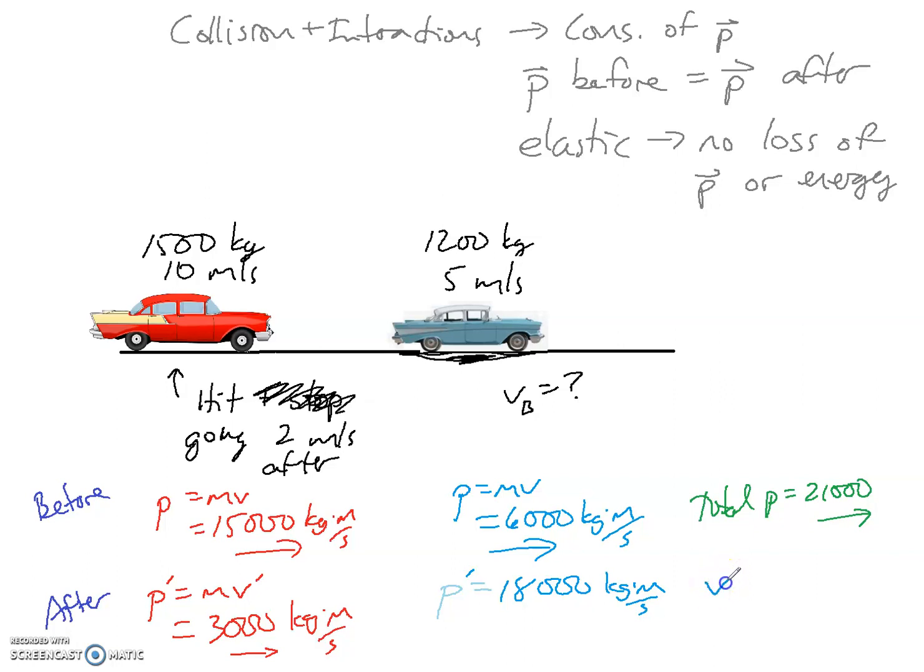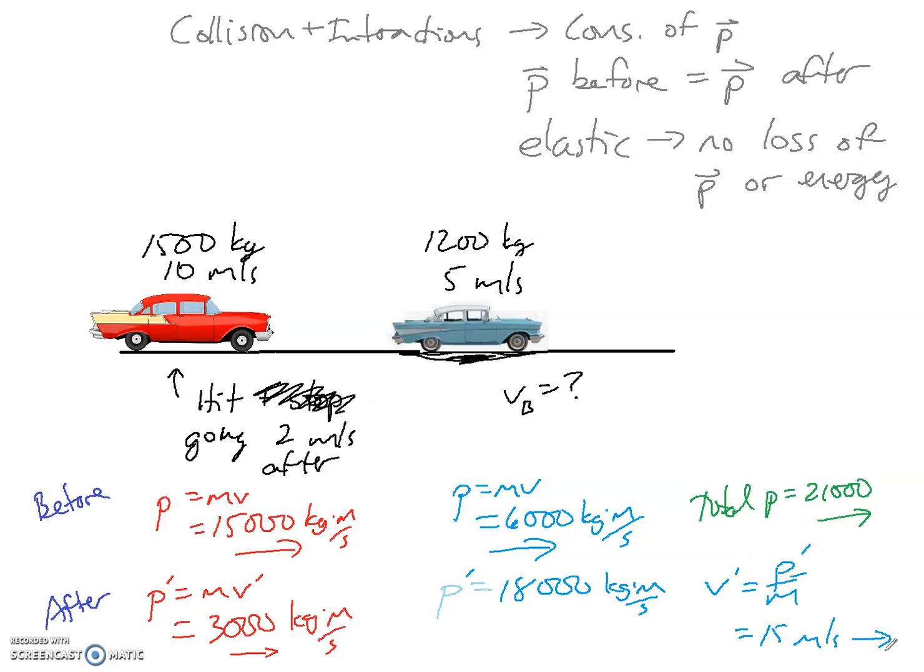So the v for the blue car, I'm going to prime it, would just be the 18,000 divided by the 1200. Okay, so we've got the 18,000 as its new momentum. We'll divide that by the mass of the car, and it is going about 15 meters per second towards the right. Okay, so it's pretty simple.